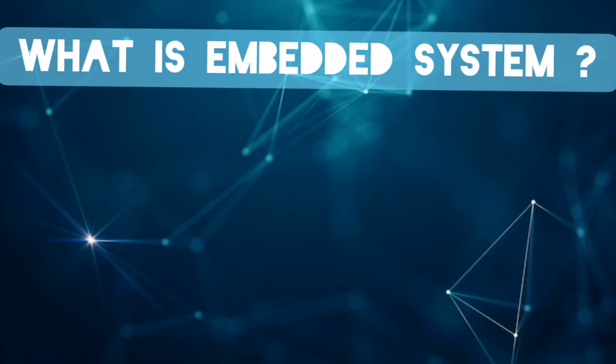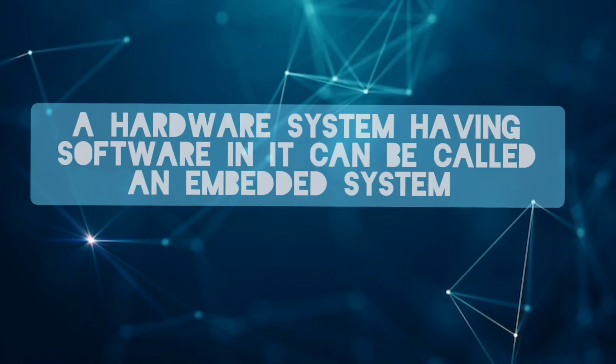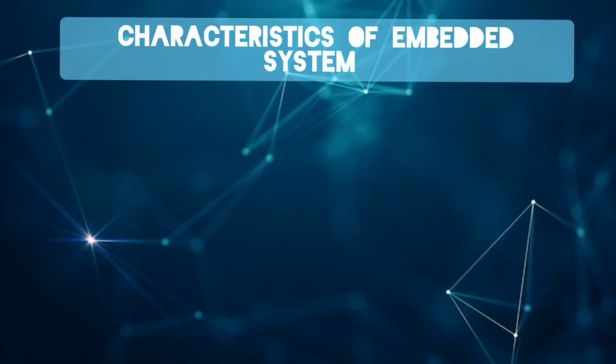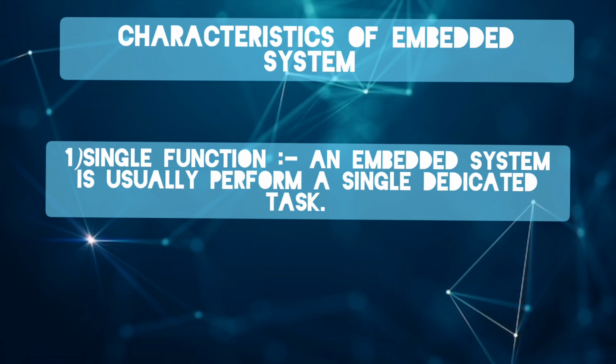What is an embedded system? It is a hardware system having software, and it can be called an embedded system. Characteristics of embedded system: single function. An embedded system usually performs a single function.